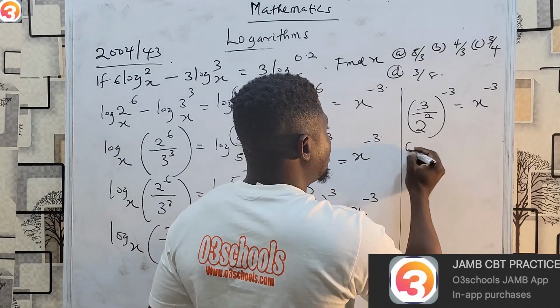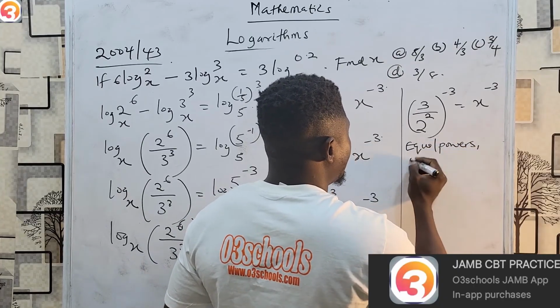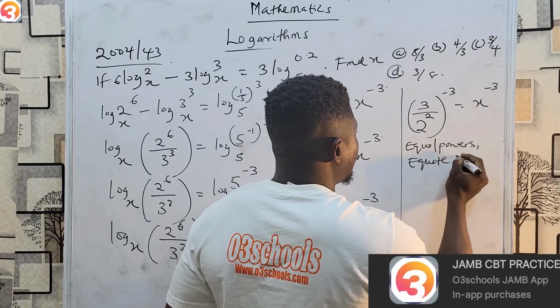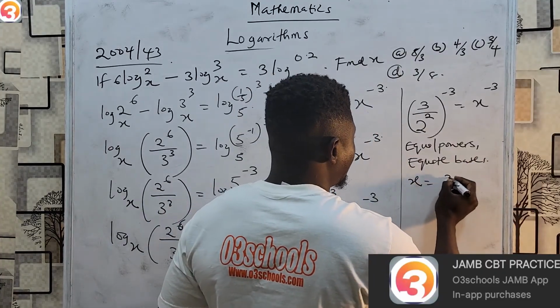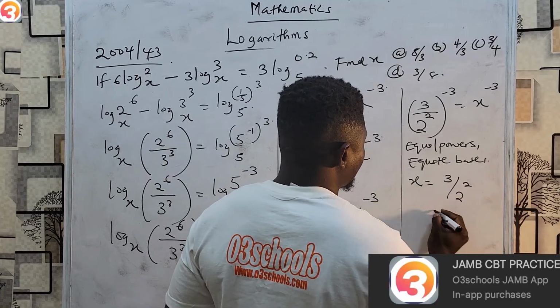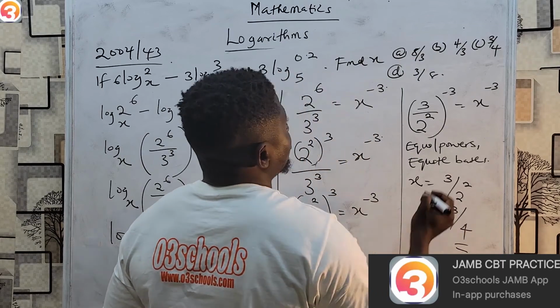Now, because we have equal powers, you equate the bases. So doing that, we have that x is equal to 3 over 2 raised to the power 2, which equals 4. And our answer will be option C.